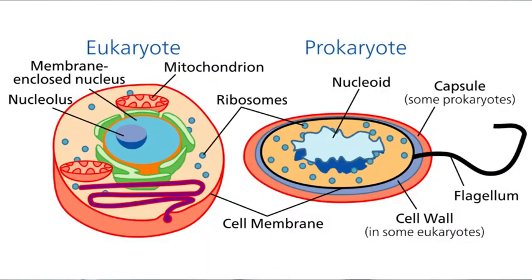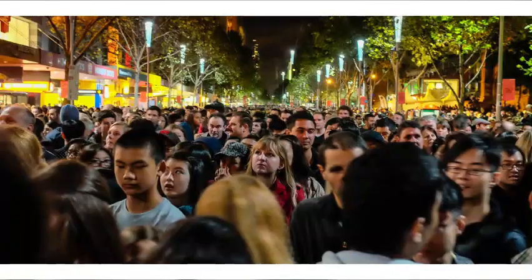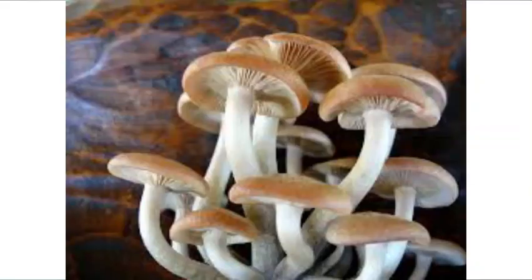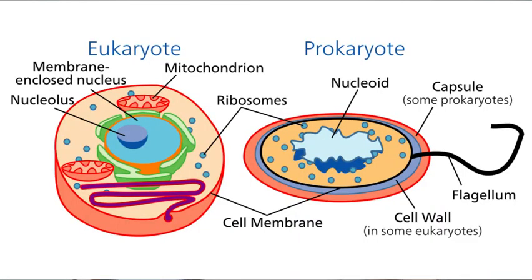Then we have eukaryotic cells. We are eukaryotic. Cats are eukaryotic. Plants are eukaryotic. Mushrooms are eukaryotic. Eukaryotic cells are more complicated. They have more organelles. They do have a nucleus, and they tend to be a little bit bigger and can be multicellular. But regardless of whether they're prokaryotic or eukaryotic, all cells have the same four things.